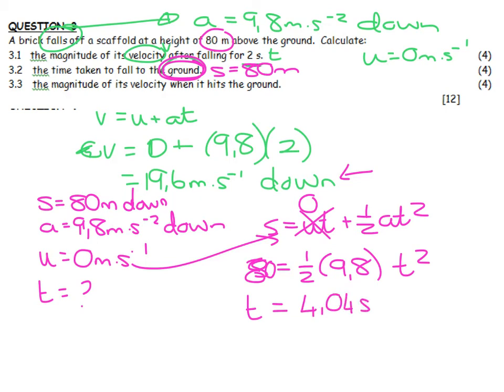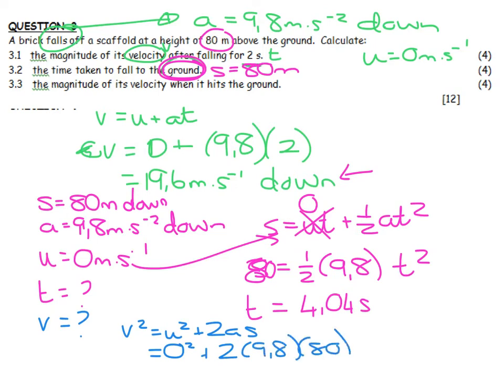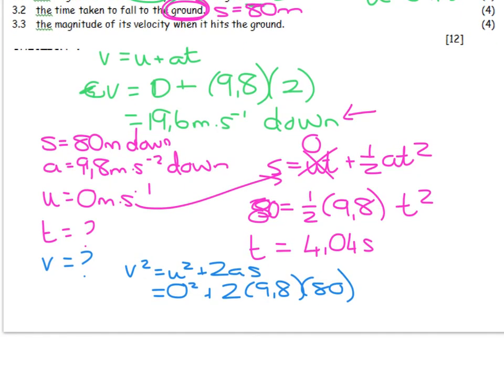And finally, what is the velocity when it hits the ground? So now I'm going to look for velocity. Ideally, I don't want to use my time, so I'm going to say v squared equals u squared plus 2as. Final velocity is what I'm looking for. Initial velocity 0, squared, doesn't matter whether it's squared, it's 0. 2, 9,8 down, and 80 meters to come down. And I find that my final velocity turns out to be equal to 39,6 meters per second.